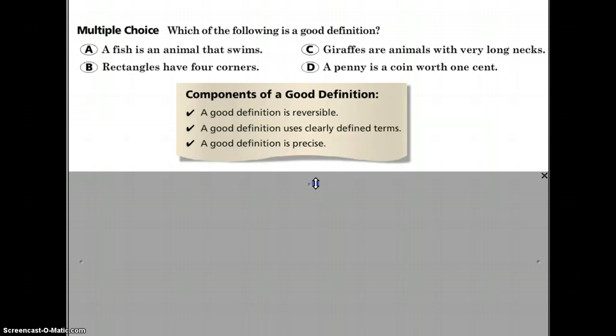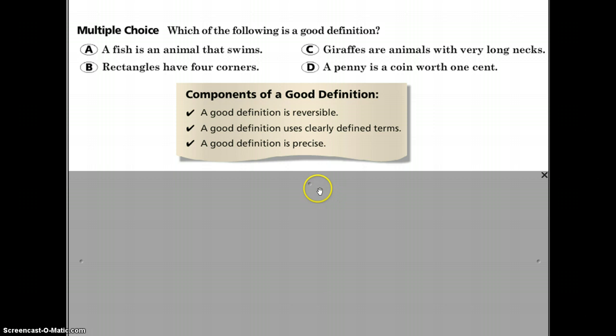Some things that make good definitions: they need to be reversible, so they need a conditional and they need a converse. The definition uses clearly defined terms, so nothing that's vague. Everything has to be exact. Your definition is precise. So let's look at A.